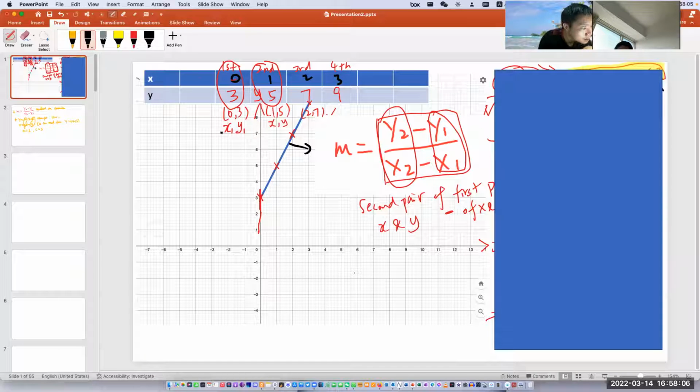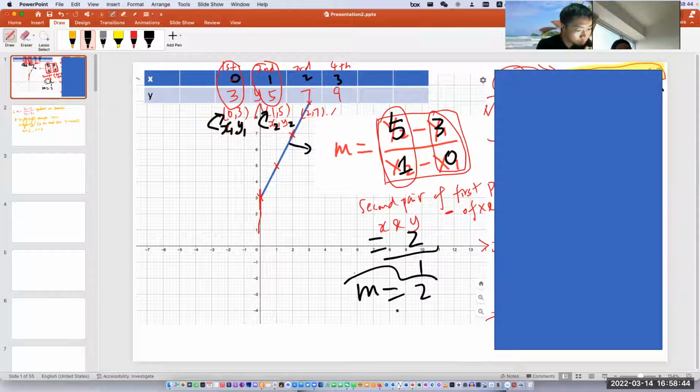Then 1 and 5 will be my x2, y2. Done, just put in the values. y2 is 5, y1 is 3, x2 is 1, x1 is 0. So 5 minus 3 is 2, and 1 minus 0 is 1. So it's 2 over 1, and m is equal to 2, right?